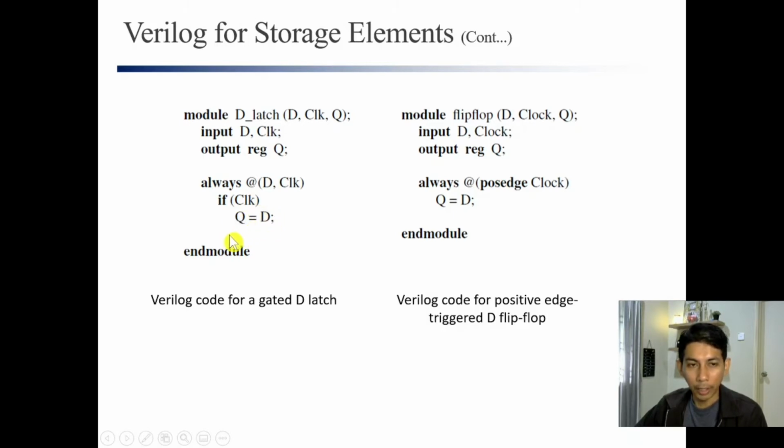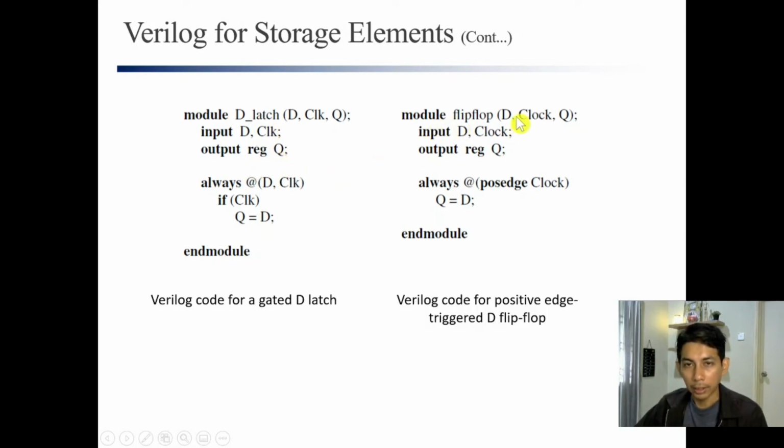And what about else? You don't have else. Actually, you have else Q equal to Q here, but in Verilog, no need to write that. So this will give you a D latch. But how to create the D flip-flops, the edge triggered flip-flops?